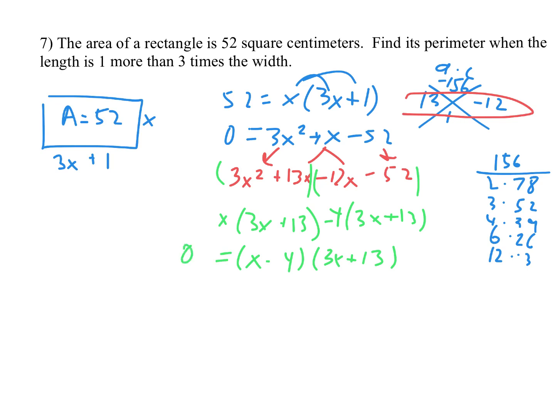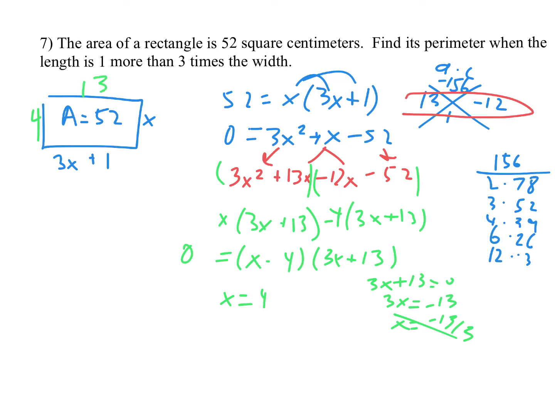Okay, so that's equal to 0, so x could equal 4. And then this one would be 3x plus 13 equals 0. So 3x equals negative 13, and then x equals negative 13 over 3. Now once again, we're going to ignore the negative answer for distance. That means that x is 4. So I can put that over here. And then 3 times 4 plus 1 would be the other dimension, so that would be 13.